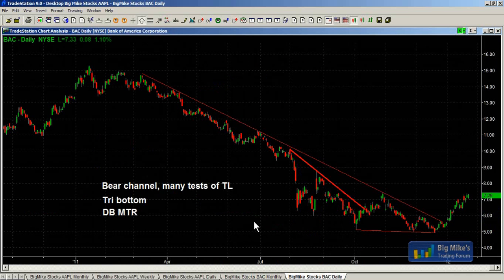Daily chart, Bank of America, tight channel, kept hitting the line. A triangle at the bottom, maybe a wedge. You can call it a wedge, call it a triangle. Over here in November, you could have argued that this was a double bottom or a lower low major trend reversal after the break above that trend line. To me, that's too many bars down, too many bear bars, so I don't think that's a good buy.